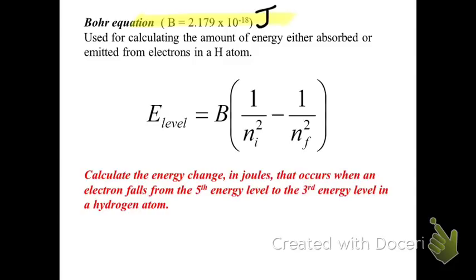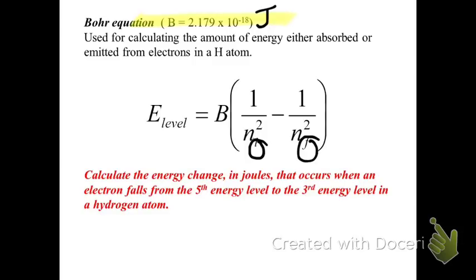Now, Bohr didn't just figure out how much energy you have in a particular level, he also figured out how much energy it would take to move between levels. And to do that, you do the following equation. The energy that is between levels is equal to Bohr's constant times 1 over the initial energy level squared minus 1 over the final energy level squared.